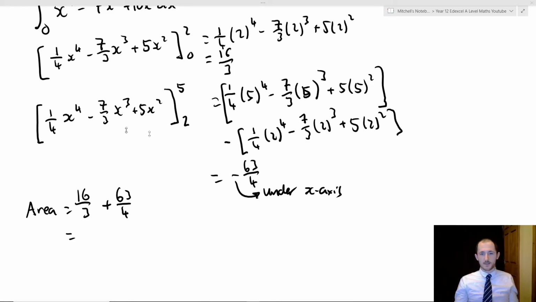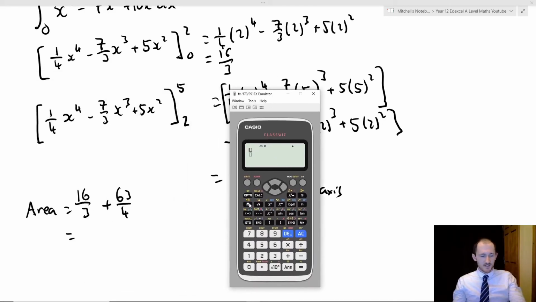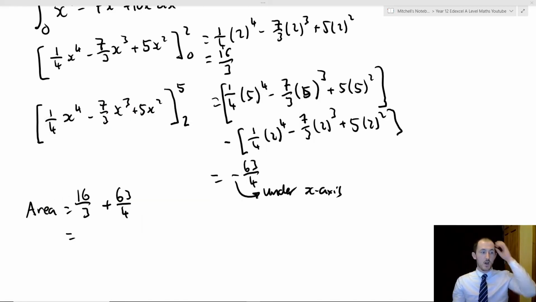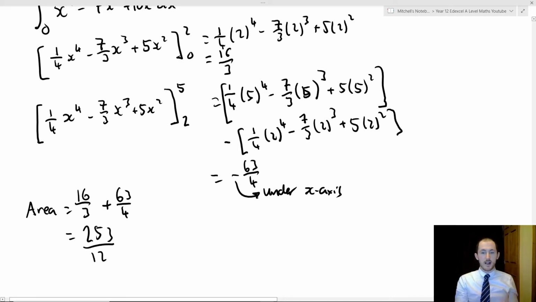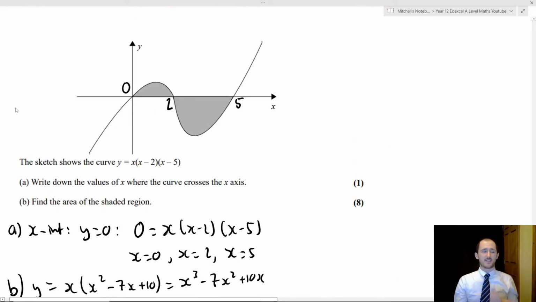So what I'm going to do here is 16 over 3 plus 63 over 4. And that is my actual answer, 253 over 12. And because it hasn't told me to round it, I'm not going to. And again, what would that be? Centimeters, meters? Honestly, they don't normally ask for a unit, but because we don't know what the units are, we can just write units squared if we want to be really technical. Because it's a graph, it doesn't actually have centimeters, meters, or anything on there.